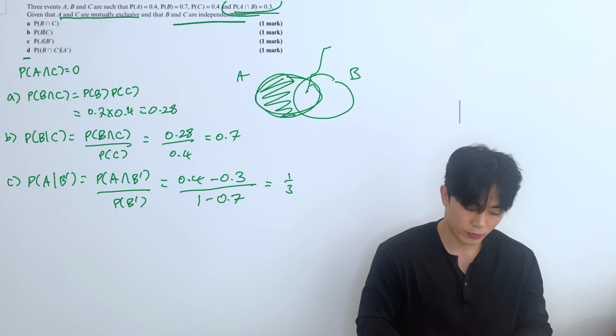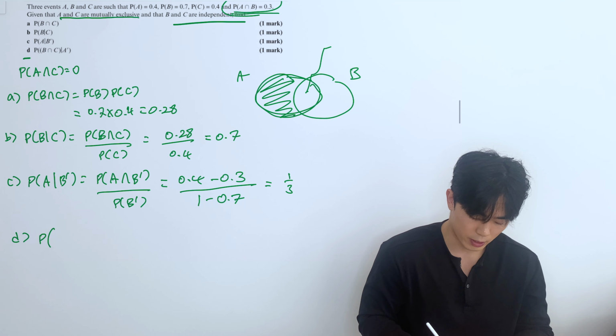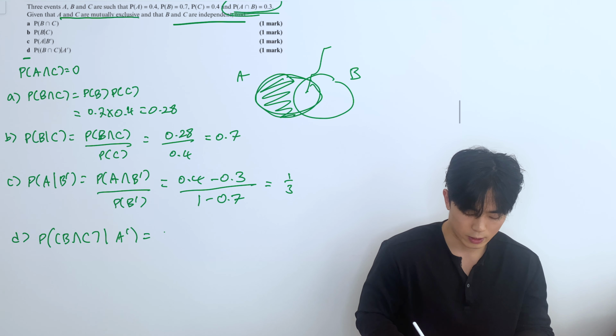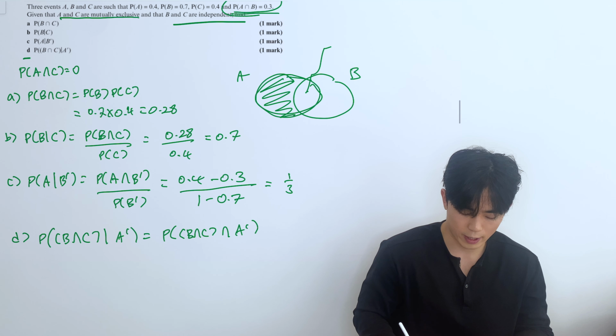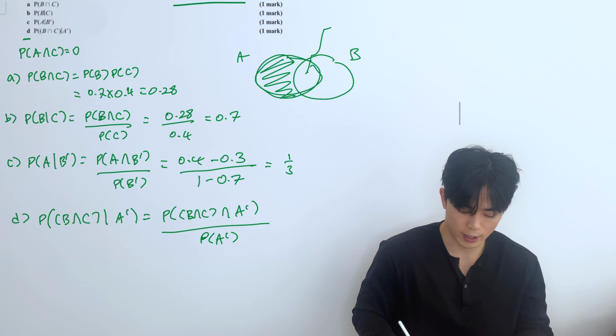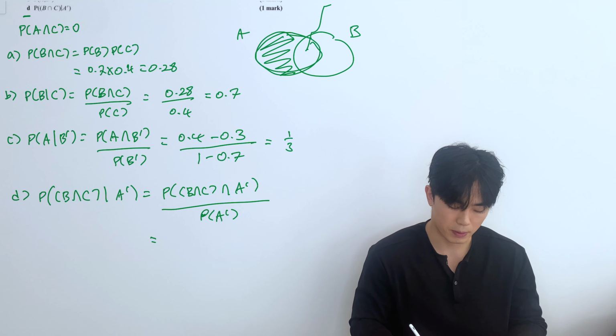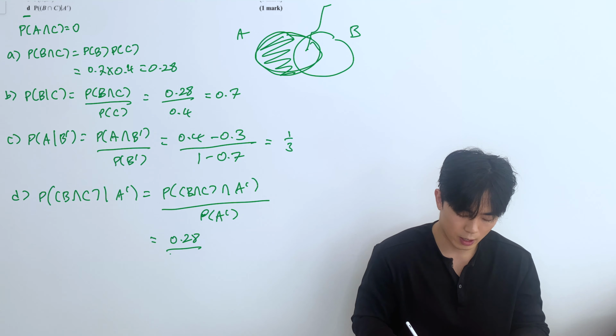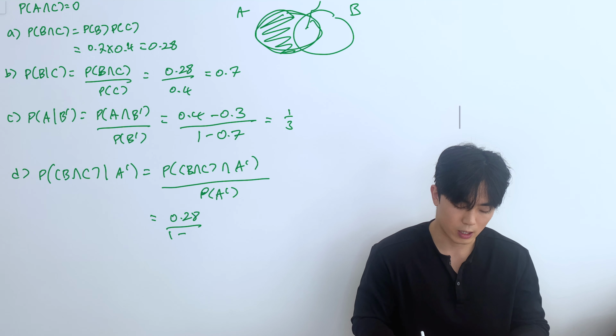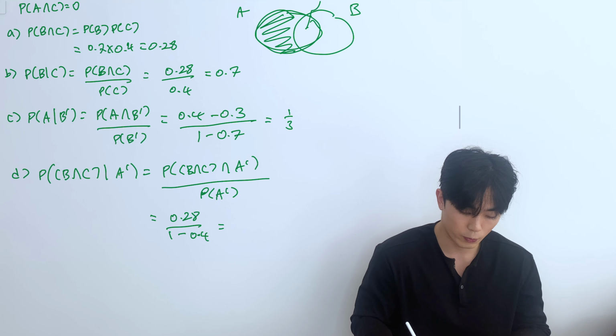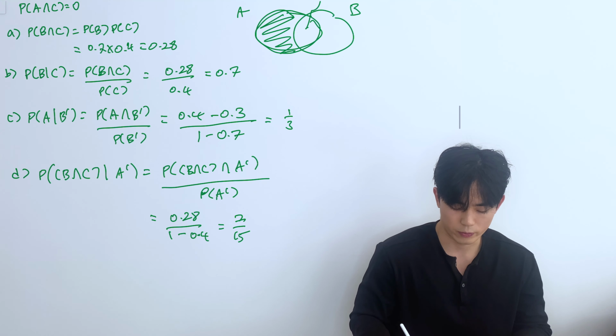And finally, part D, we're asked to find the probability of B and C given not A. So this will be the probability of B and C and not A over the probability of not A. B and C and not A just represents just B and C, right? So B and C is 0.28 from part A, over the probability of not A, which is 1 minus the probability of A, 1 minus 0.4, which gives us a value of 7 over 15.